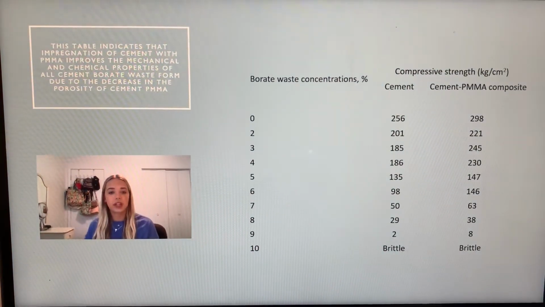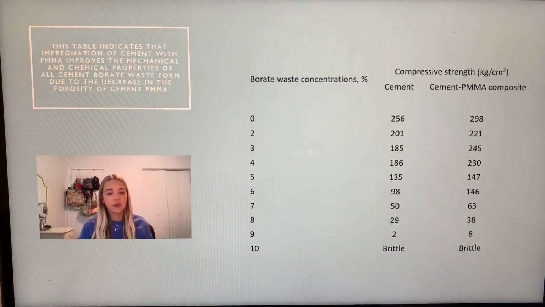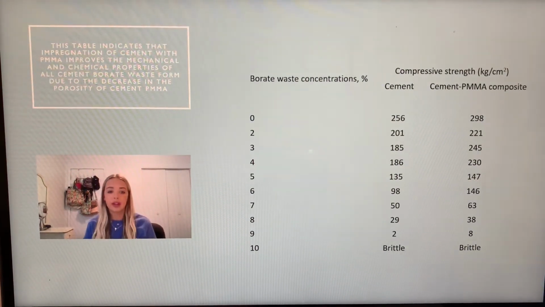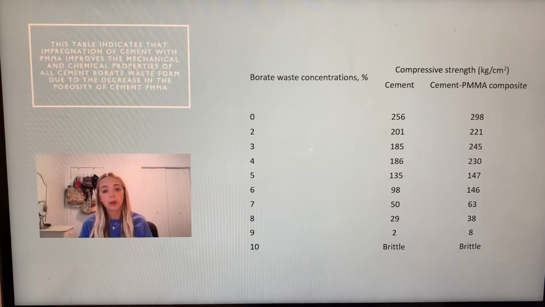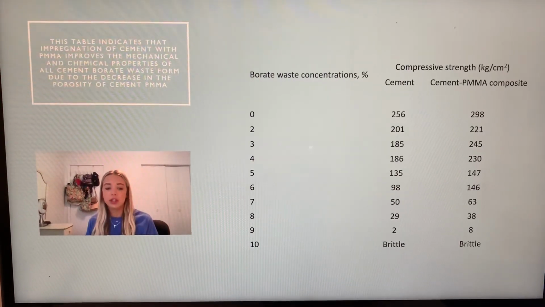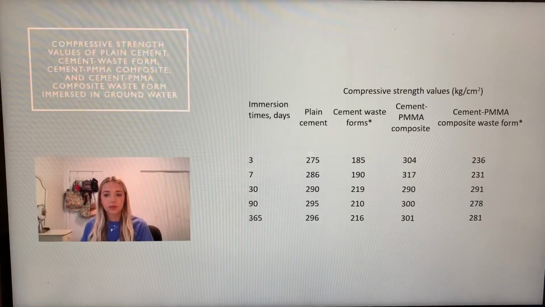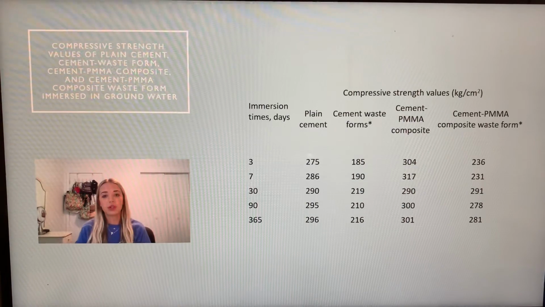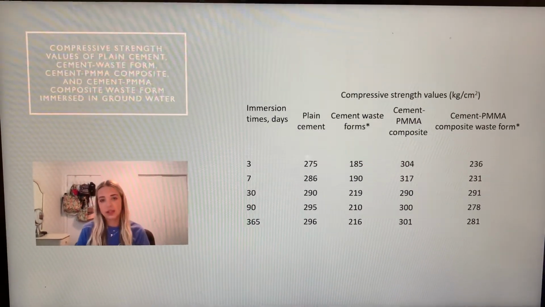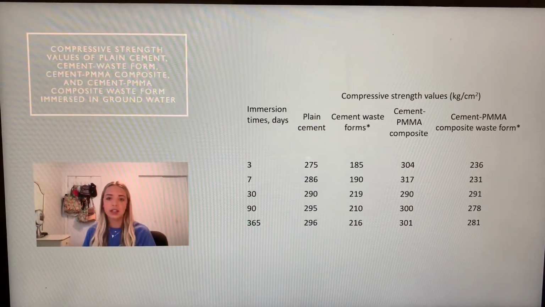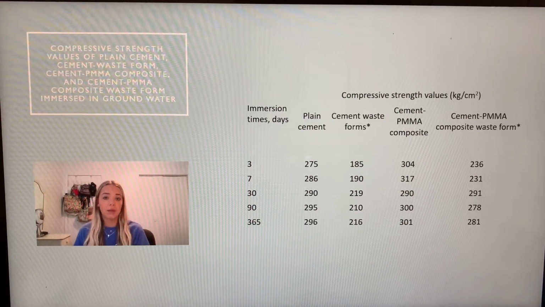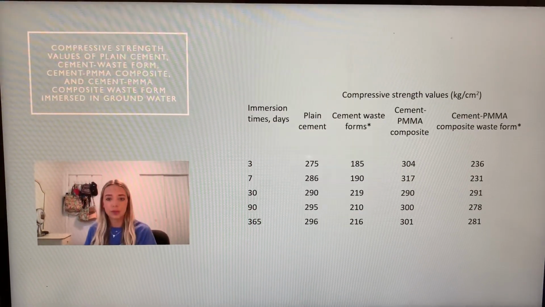So this following table just indicates that the impregnation of the cement blocks with the PMMA improves the mechanical and chemical properties of all cement borate waste forms due to the decrease in the porosity of the cement PMMA. So this table basically just shows you the different strengths of all the cements that they tested, and then on the side it says how long and for how many days they were immersed for.